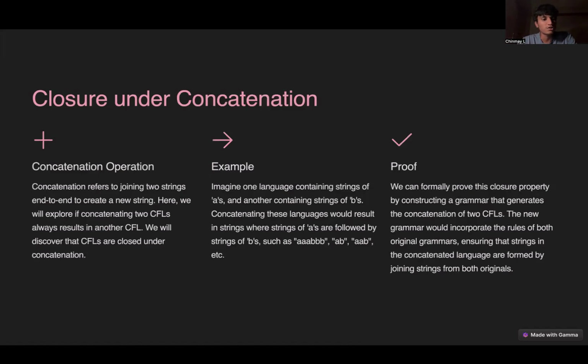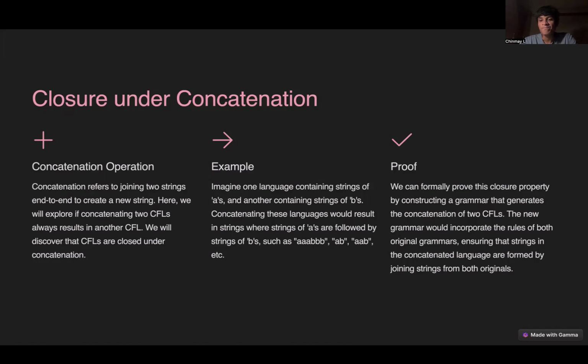Closure under concatenation. Concatenation refers to joining two strings end to end to create a new string. Here we will explore whether the concatenation of two CFLs always results in another CFL. We will discover that CFLs are closed under concatenation. An example would be, imagine one language containing strings of A's and another containing strings of B's. Concatenation of these languages would result in strings of A's followed by B's.